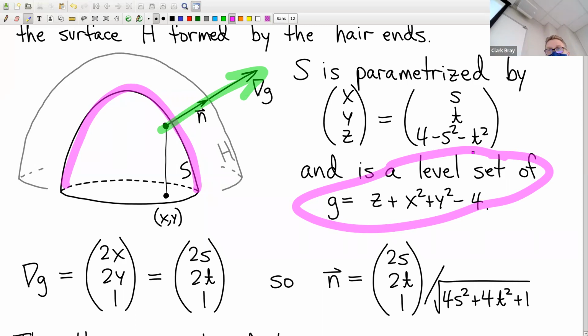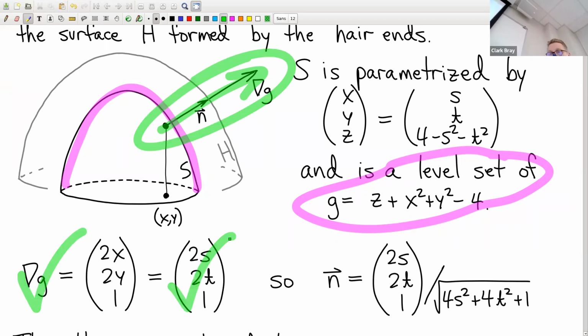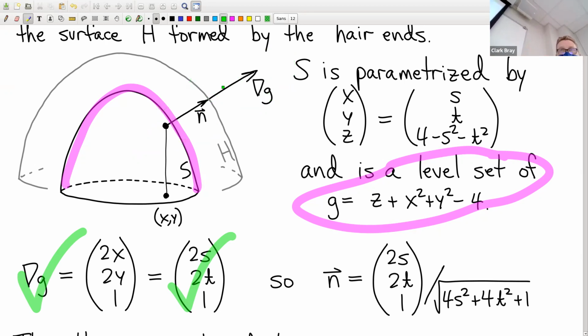Where in that level set does it indicate that the hairs are length one? Well, I haven't gotten there yet. Right now, all I'm trying to do is find a vector that is perpendicular to the surface, and I found one. This vector here is perpendicular to the surface. But the next step is what you're describing: now I've got to figure out how to find a unit vector in that direction. So you're just getting ahead of me. The level set is not the surface. Yeah, the level set is this surface. So this surface S is that level set.